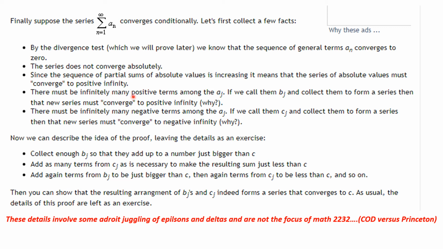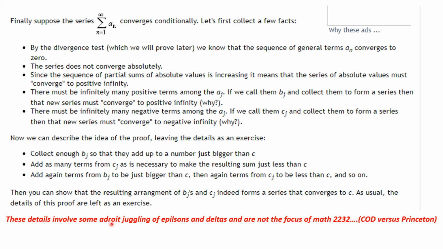There must be infinitely many positive terms among the a_j, or otherwise you never get to positive infinity. So we call them b_j and collect them to form a series, and the new series must converge to positive infinity again. And you can think through that. There must be infinitely many negative terms also. We'll call them c_j and collect them to form a new series that must converge to negative infinity. They're all negative. So now the idea of the proof is, and the details are left as an exercise.